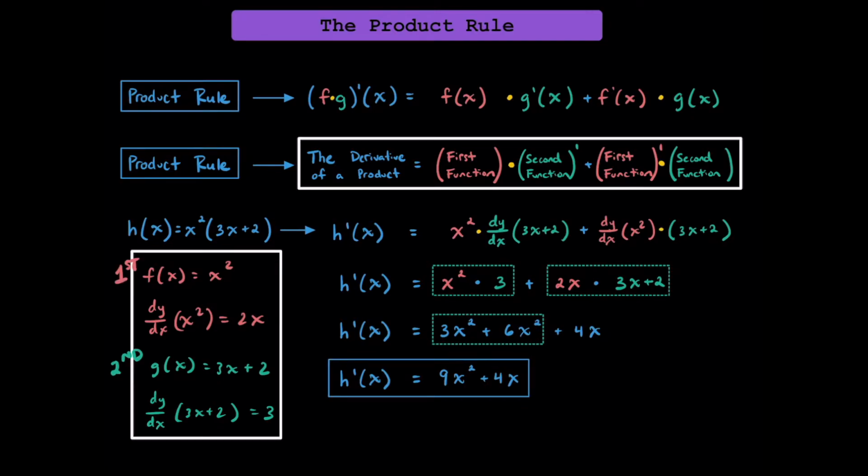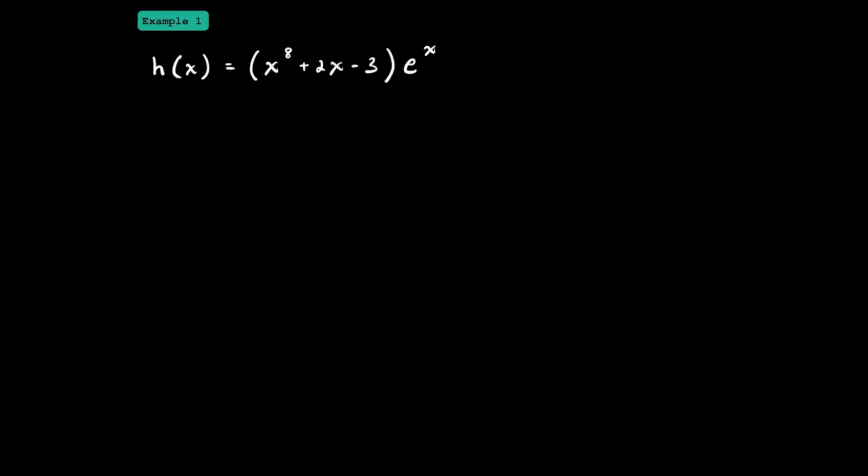First, start by labeling your first and second function, and finding the derivatives of them on their own. Once you have these four pieces, you can just plug them into the product rule to find your final derivative. Now that we've gone over a little bit of background, let's go over some different types of examples and do some math together. Let's try example 1 here.